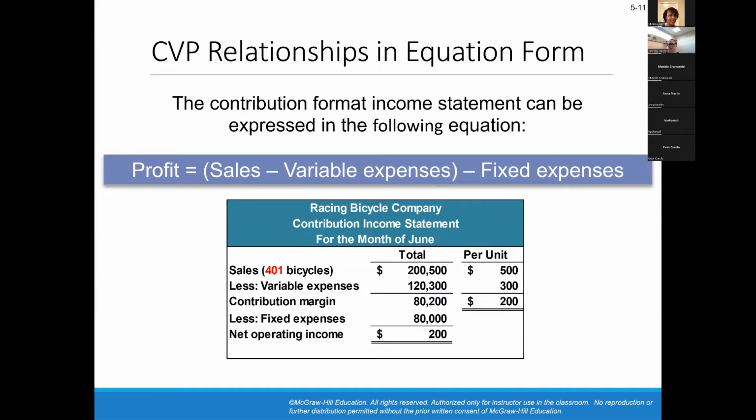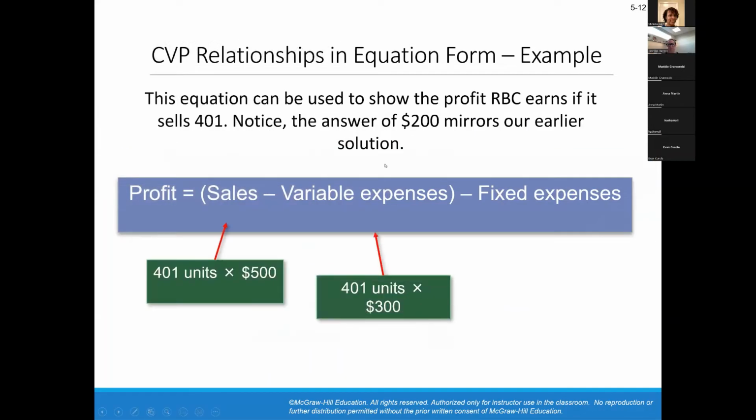Okay, the contribution margin format for the income statement can be expressed in this following equation. So we have profit equals sales minus variable expense minus fixed expense. So they're just writing it out right here, which is basically what this format is. They're just showing you how it is. So you can write that down and maybe keep that handy when you're doing your homework, and it'll help. There's a couple of formulas in here that you might want to keep handy when you're doing your homework.